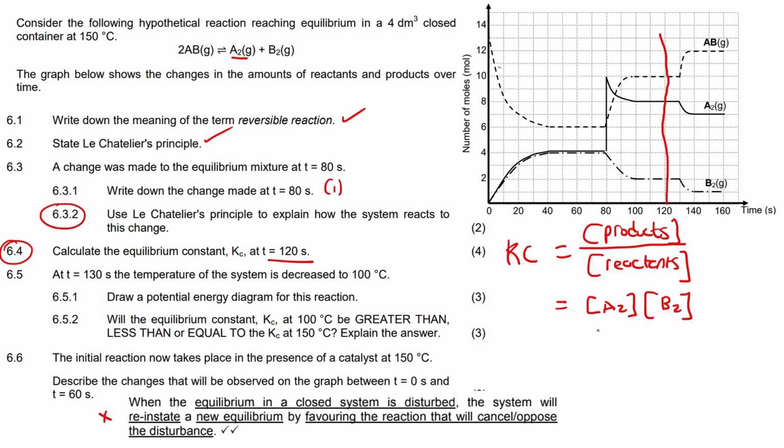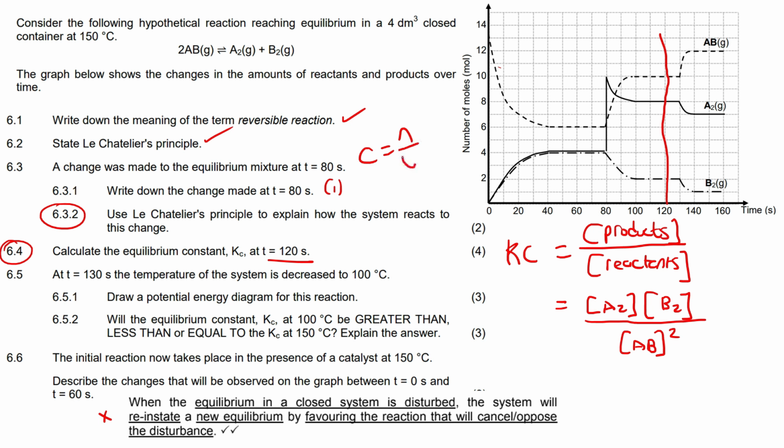Remember, we only use gas and aqueous in a Kc calculation. We don't use solids and liquids. So if any of these said solid or liquid, we wouldn't include them in the Kc. You would just leave them out. Now we've got the concentration of AB. Now we must remember, though, that you see in the front here, there's a 2. That becomes the exponent in this expression. Now remember, these square brackets mean concentration.